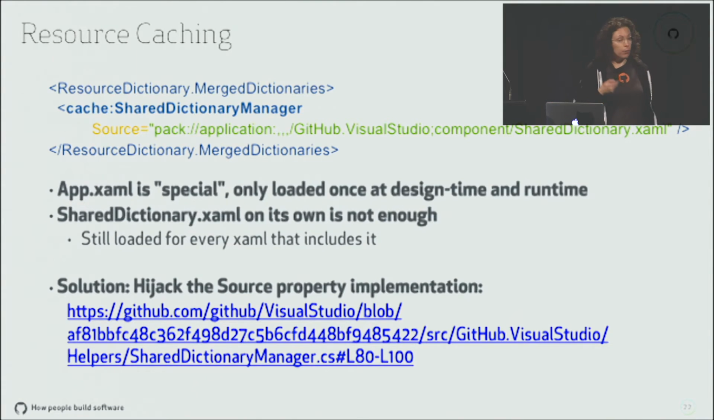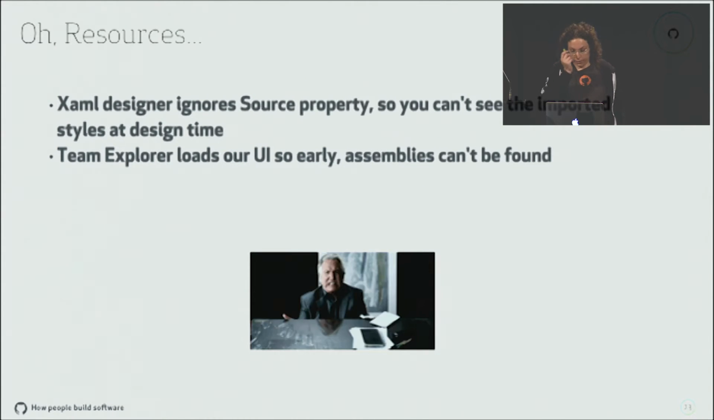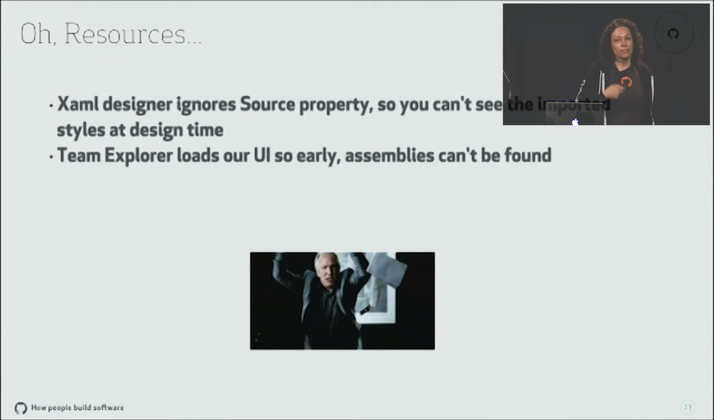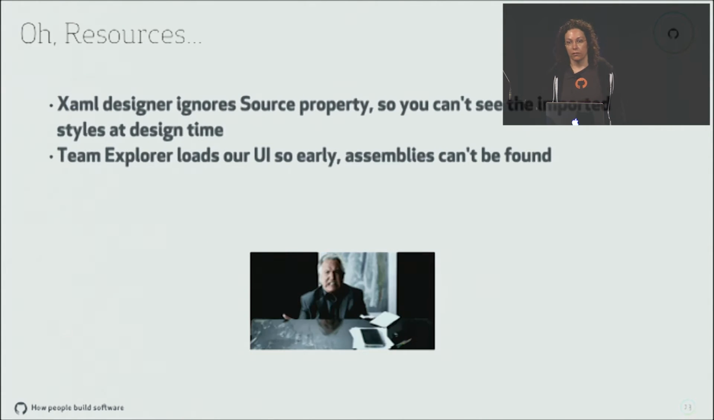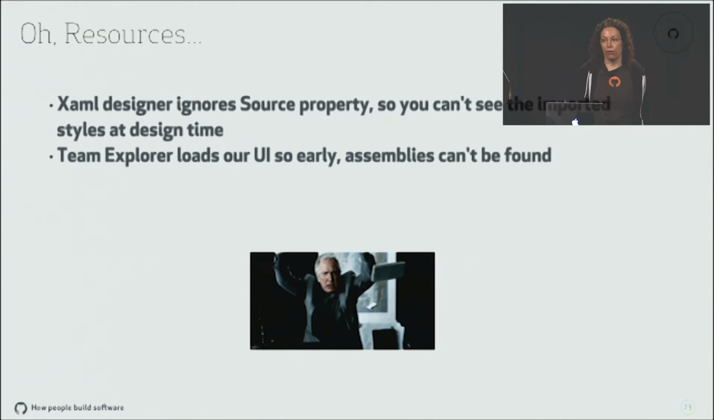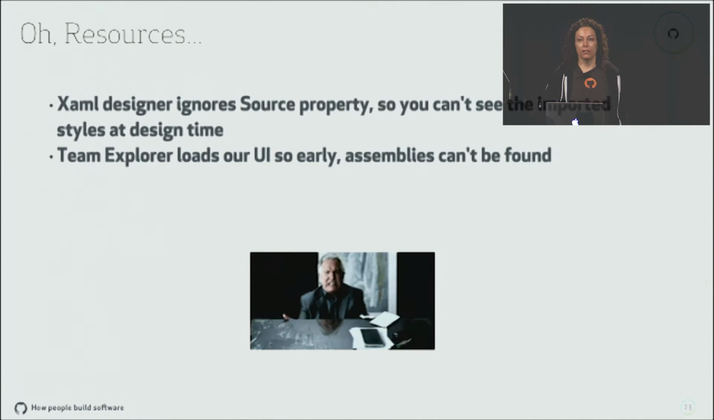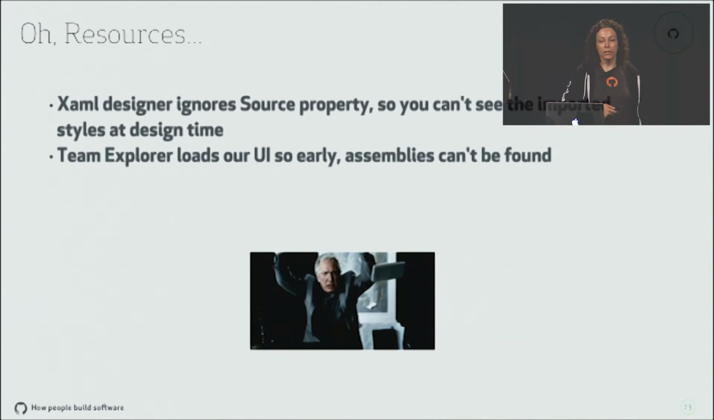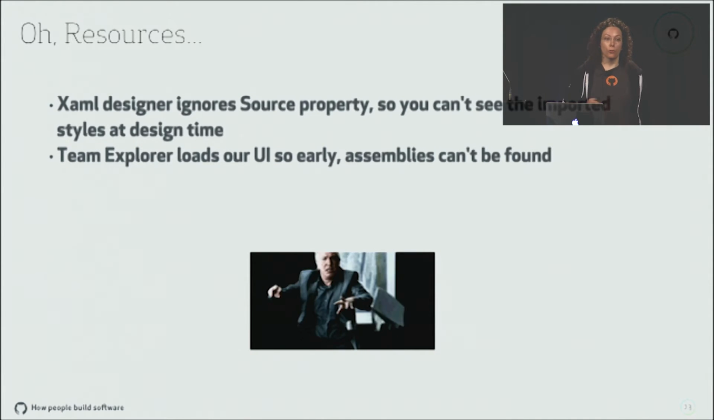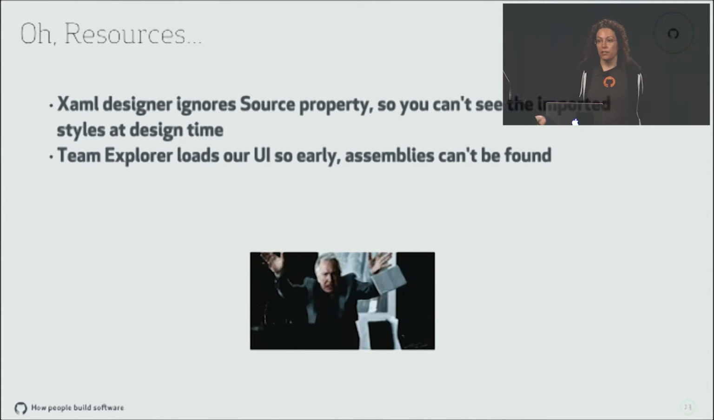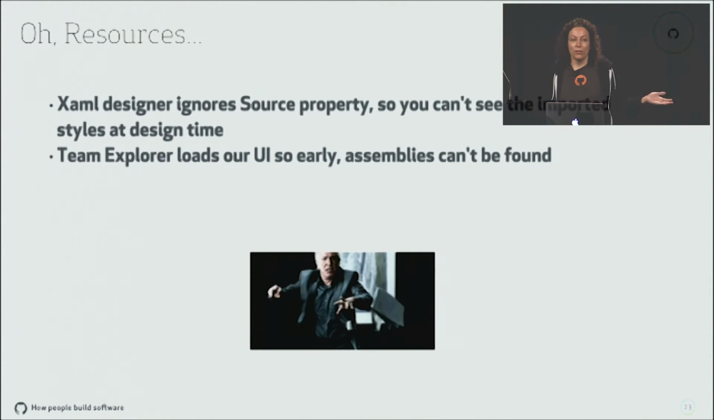So that works, right? Then suddenly things are only loaded once, and they're shared and cached, which is important, especially when we have performance and footprint considerations in critical areas in Visual Studio. Only, no. The XAML designer in Visual Studio completely ignores the source property and does not run the code at all. As soon as you have an overridden source implementation, it ignores the whole code and nothing gets loaded. So it's fine at runtime, but at design time, you can't see anything. No resources get loaded.